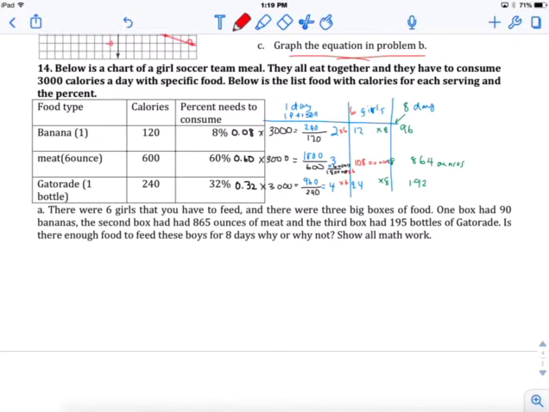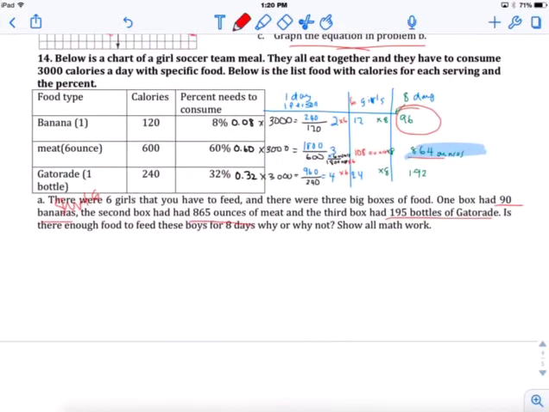There are 6 girls to feed, and there are 3 boxes of food. One box is 90 bananas. We need 96. We're short by 6. Short 6. This many ounces of pasta. Oh, we're only short by 1. But we have enough bottles of Gatorade. 1 ounce. Kids won't go hungry with 1 ounce, right? But you still need to write that down. You need to explain. Short by 6 bananas. Short by 1 ounce of pasta.